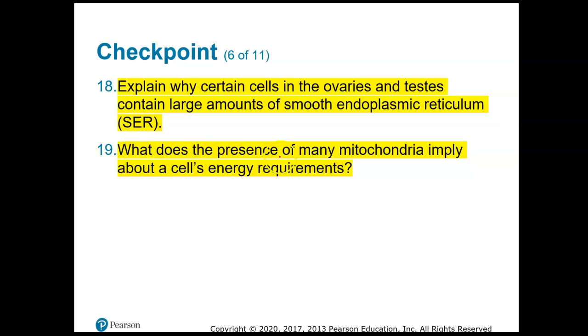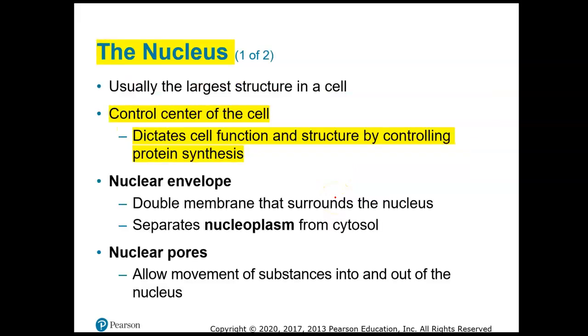Number 19, what does the presence of many mitochondria imply about a cell's energy requirements? It must have a high energy requirement.